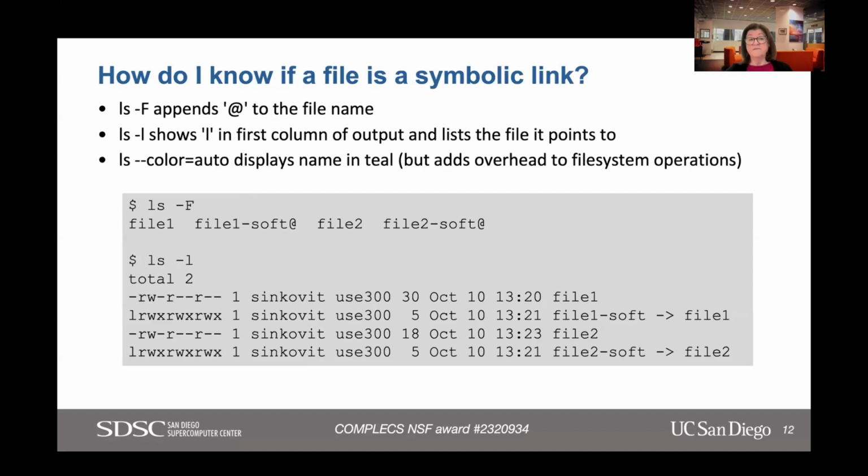Okay, so how do I know if a file is a symbolic link? That's really a good question. ls -F will append the @ sign to the file name. And ls -l shows l in the first column of output and lists the file it points to. So you can recapture what these are. This is useful for when someone has used soft links inside an application, a configuration file, or some other part of the application area you're working in. And then you can also use color. That'll auto display names in teal, depending on the environment you pick. All of this will be just in black and white.